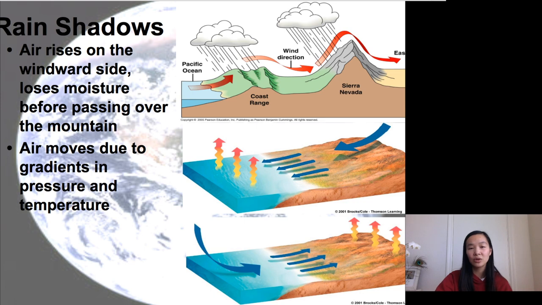It also doesn't get too cold because of the picture right above the bottom picture, the middle picture, where it works in reverse. So the land is going to cool down quicker than the ocean. So at night, the water is going to still be warm, and the water will stay warmer than the land.